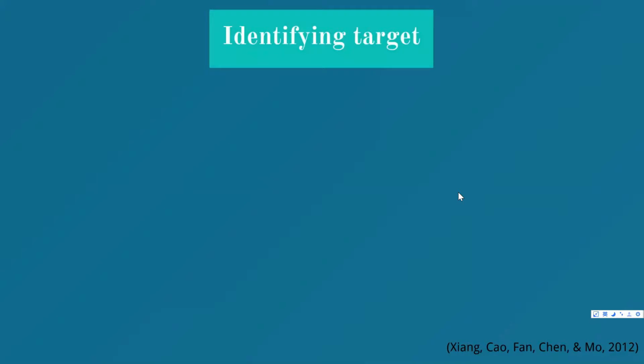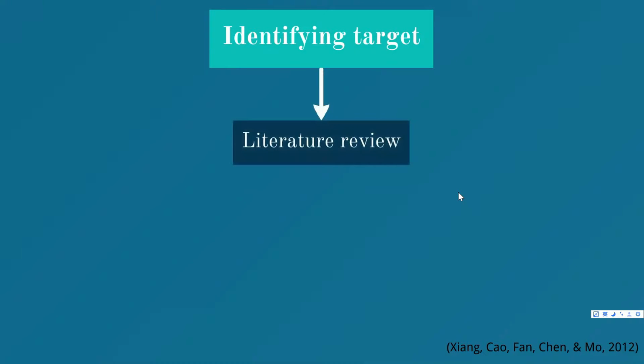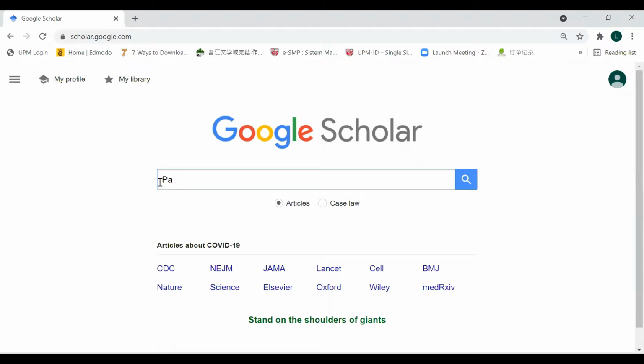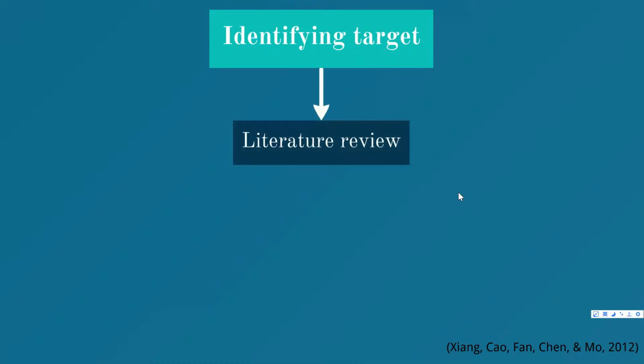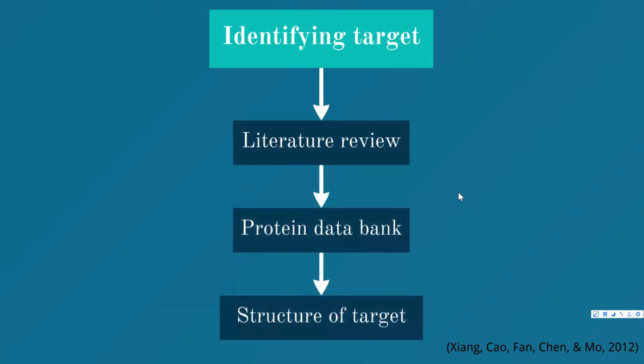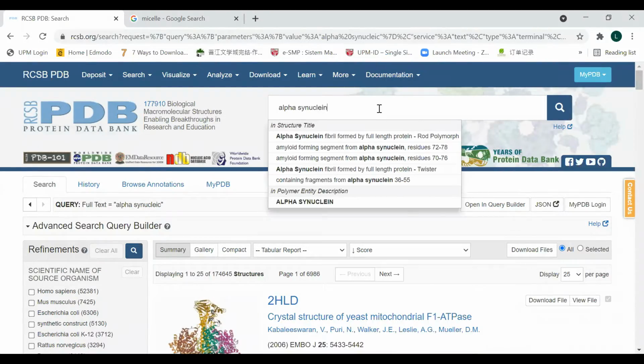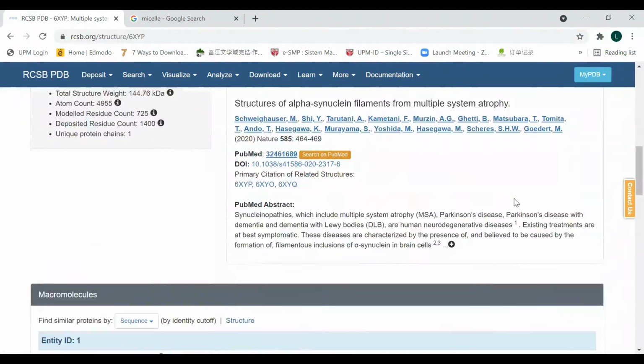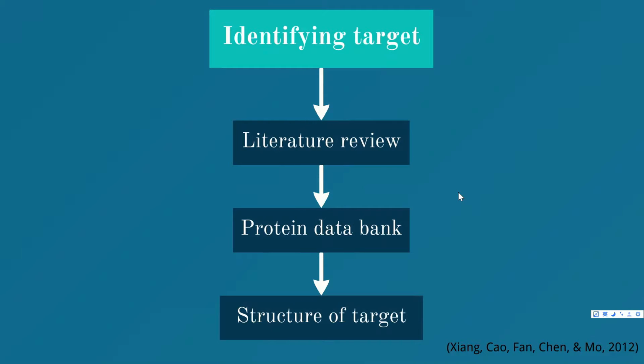To obtain a target of interest, literature review is the most common method. After identifying the target of interest, you can search the structure of this target in the Protein Data Bank to decide whether the drug design is structure-based drug design or ligand-based drug design, as follows. If the structure of the target can be found, then we can proceed to structure-based drug design.